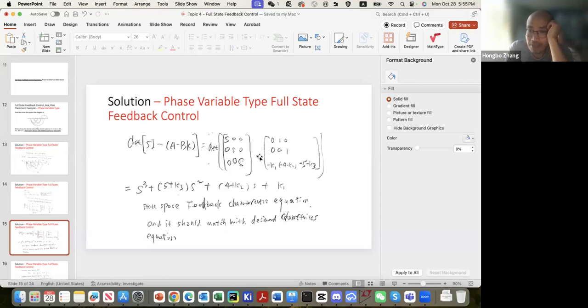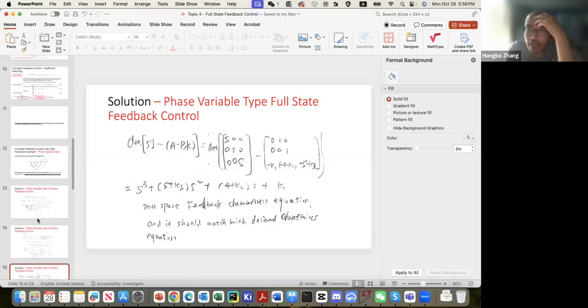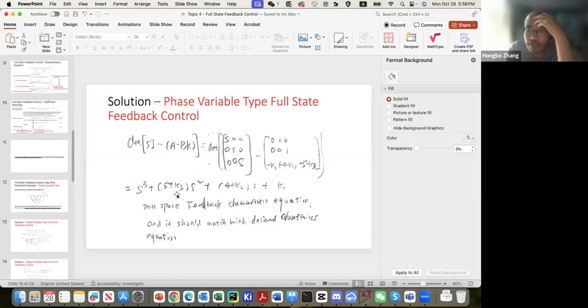You calculate the determinant. That's how I do it. You really need to calculate the determinant. But for phase variable form, we have a slight trick. This is a phase variable form.